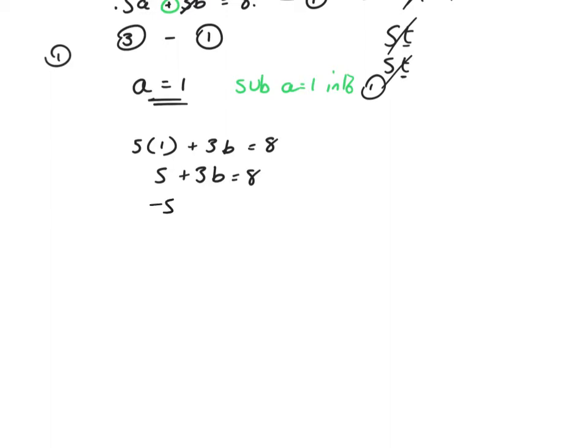I'll then take 5 off of both sides, and that will leave me with 3b is equal to 3. I then bring the 3 down and divide, and that will be b equals 3 over 3, and b is equal to 1. Final answer, a equals 1, b equals 1. Now we're going to try several examples of these just to make sure that you know what you're doing. So let's try an example 2.